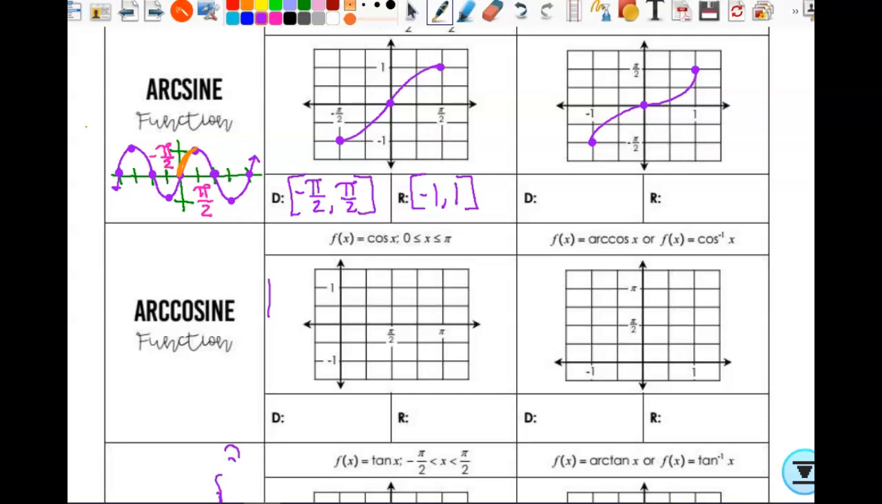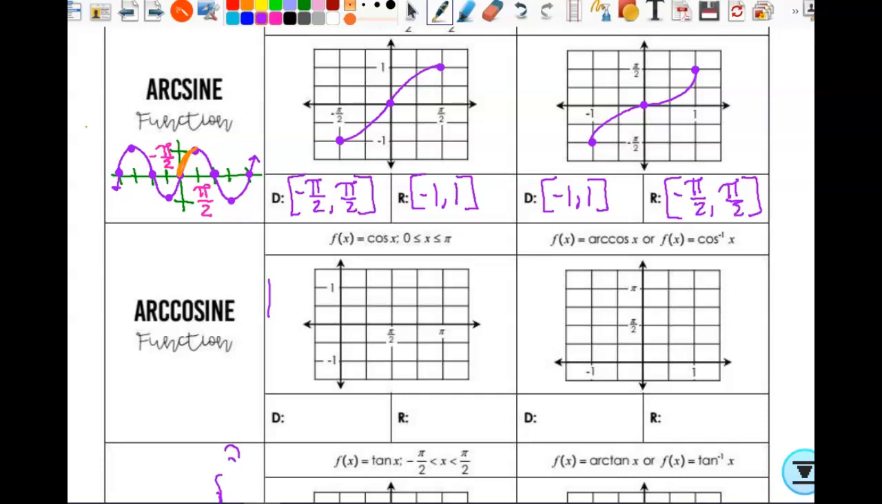So now, just like x and y switch places, my domain and range switch places. My domain, I'm going from negative 1 to 1. My range, I'm going from negative pi halves to pi halves. So what that means for me is this. My input is any sine value I could possibly have.